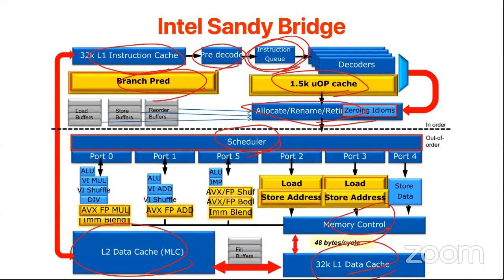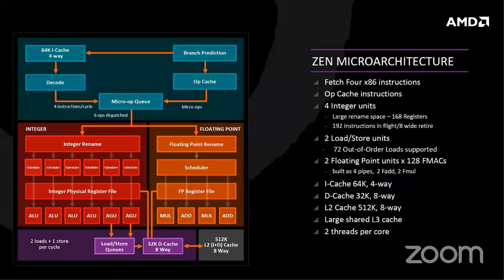So that's the modern Intel processor, right? It's not too different from what you just learned from us. And this is the AMD processor. And as you can see, it's still the same. You have the branch prediction, and for AMD, it has a larger I cache, but it's only 4-way.